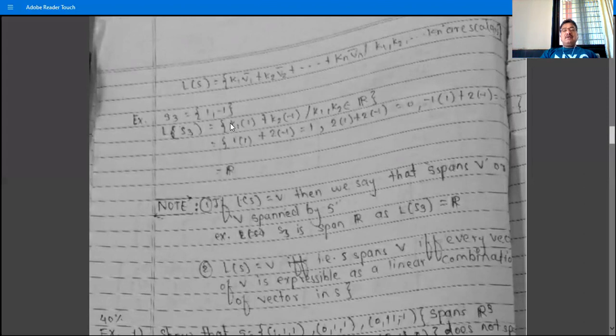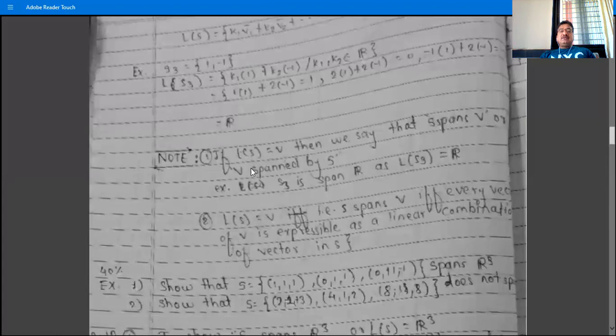If you take S as the singleton {1}, then also we get L(S) as the set of real numbers R, because these are the scalar multiples of 1. If S is the singleton {1}, then L(S) is k1 into 1 such that k1 belongs to R. That is all the multiples of 1. Suppose k1 is 0, then we have the 0 element. If k1 is 1/2, then we have the 1/2 element. In this way, we have all the elements. So if we take S as the singleton {1}, then also L(S) is the set of real numbers R. We have all real numbers.